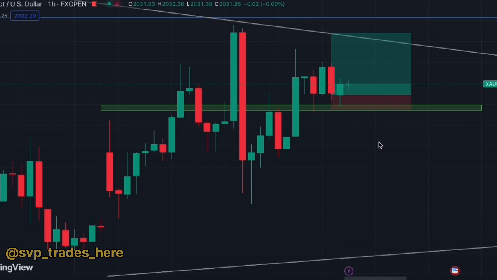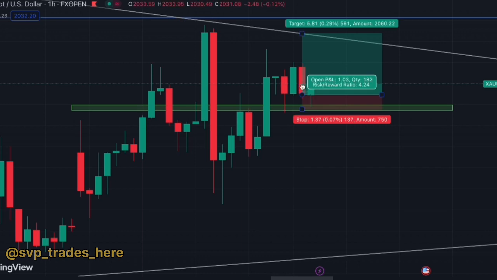We have to find some opportunities, and I took some opportunity here because the price got consolidated over this zone. After this rejection candle, I took this position. I hope this trade is going to be a win. Yeah, thank you.